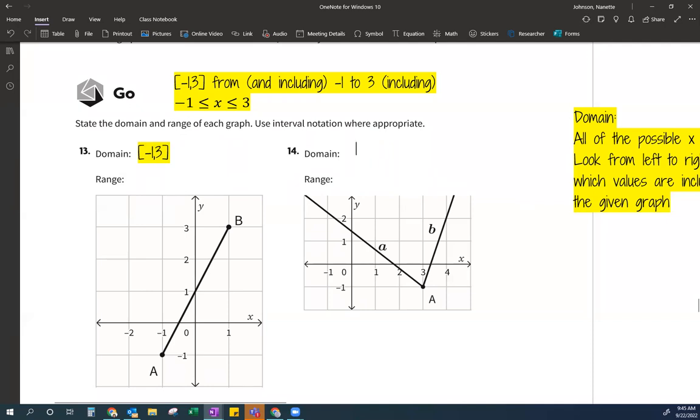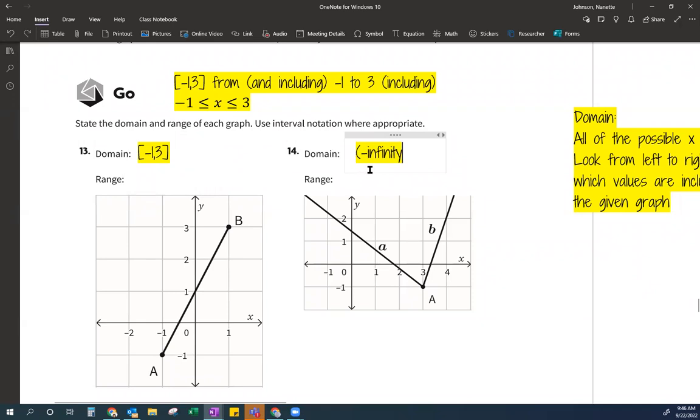Now, the reason why we use parentheses is because, I don't know if OneNote will let me do this. Hold on, let me see. The reason why you always use parentheses with -infinity is because if you think about it, -infinity is not an actual number. So I can't draw a closed dot at -infinity, right? That's when I would use this square bracket, is when I can draw a closed dot. I can't draw a closed dot at -infinity. So therefore I will use a parenthesis.